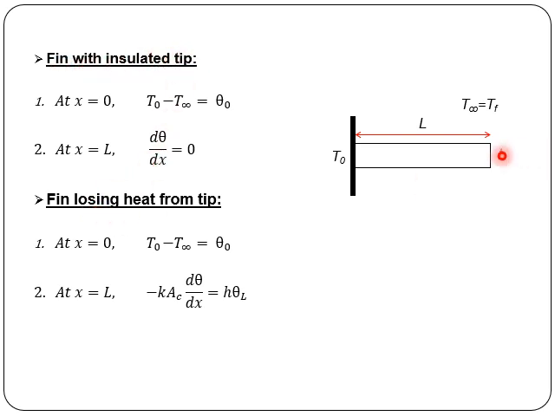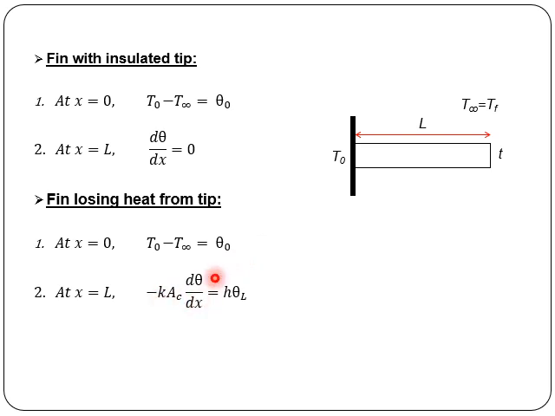Then if you consider that the tip is not insulated and the fin is losing heat from the tip, again you have two conditions. Again the first condition is the same: at x equal to 0, T0 minus T infinity is equal to theta 0, that is delta T is theta 0. And at x equal to L, whatever heat is conducted at the tip is equal to the heat which is convected to the surrounding.